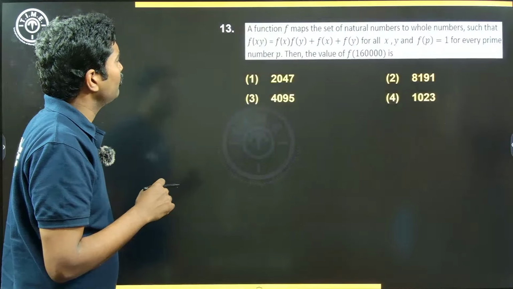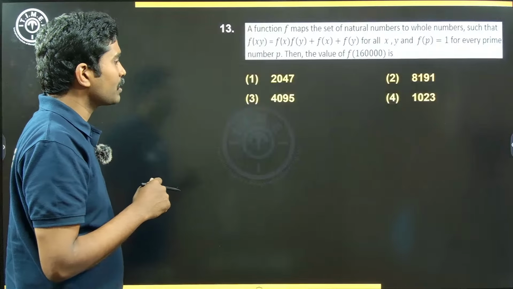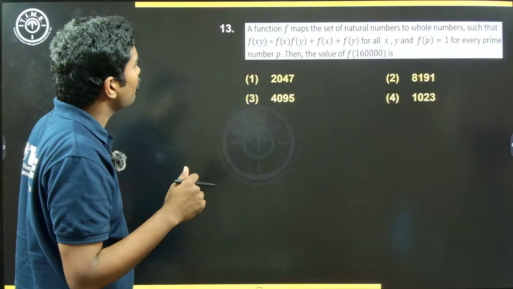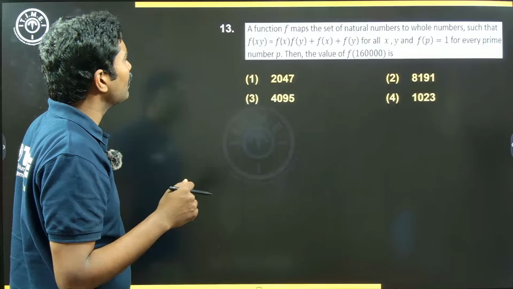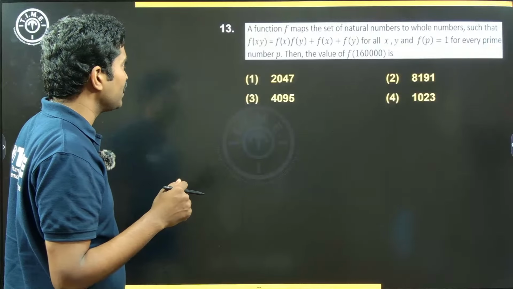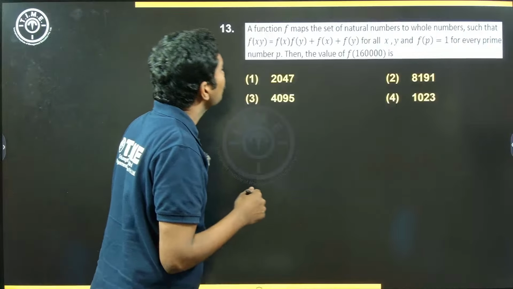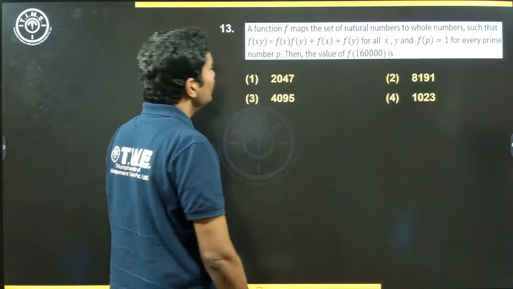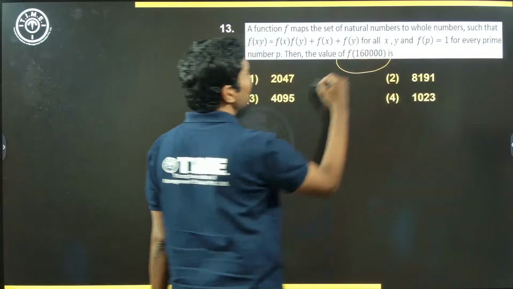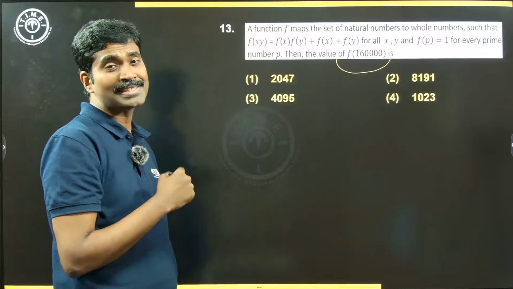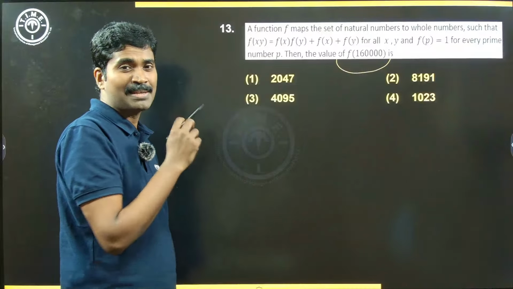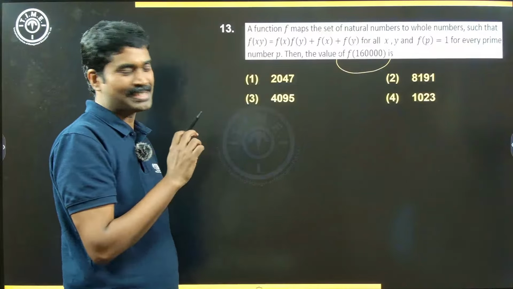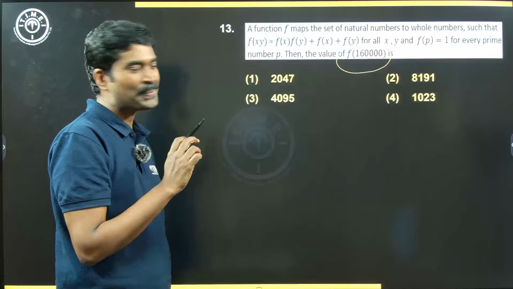A function, again, function questions, algebra questions. A function maps the set of natural numbers to whole numbers such that f of xy is f of x into f of y plus f of x plus f of y. My God. And finally, we're being asked for f of 1,60,000. The very fact that we are asked such a big number means there's some pattern, some trend here that we need to follow.